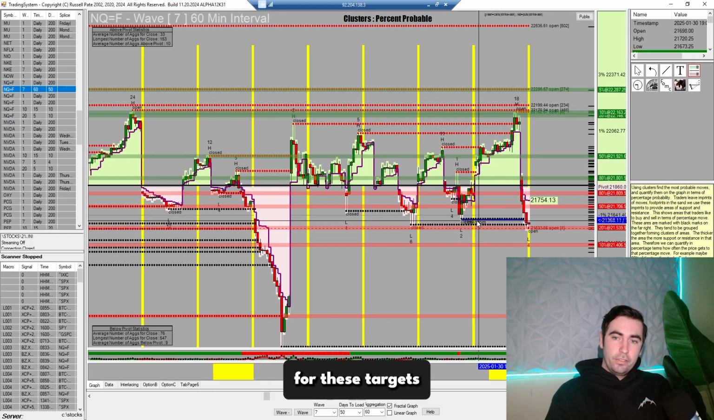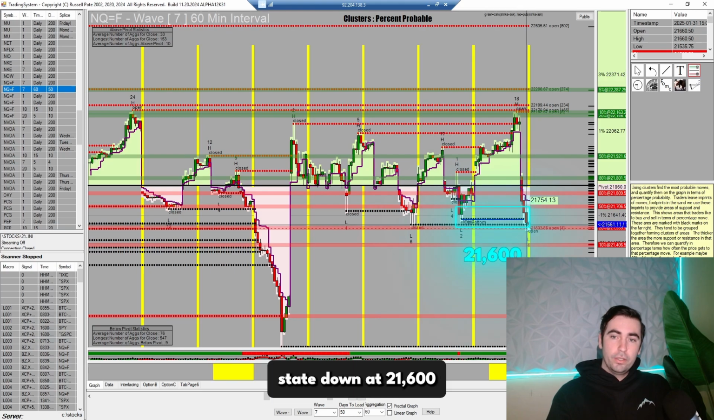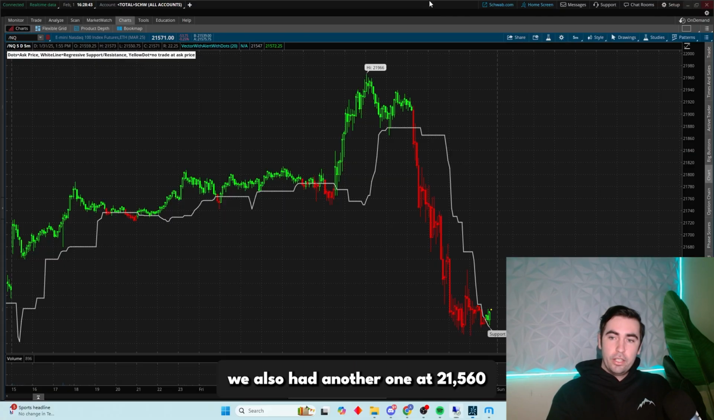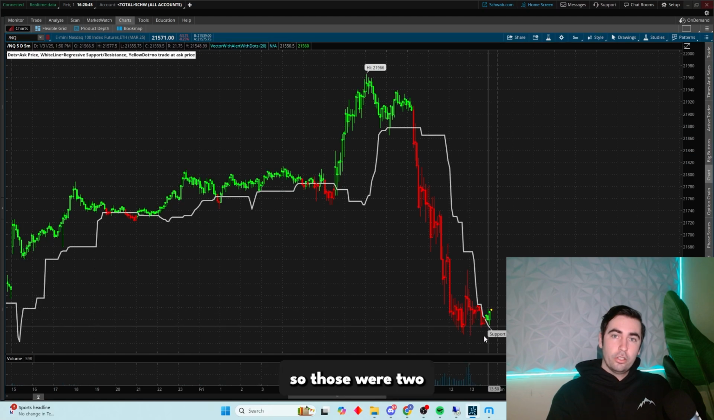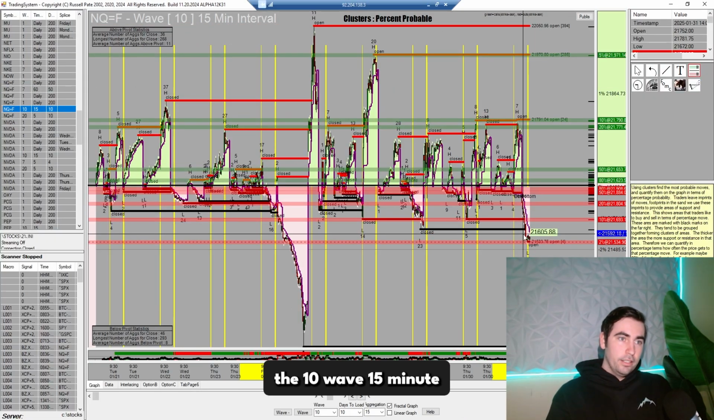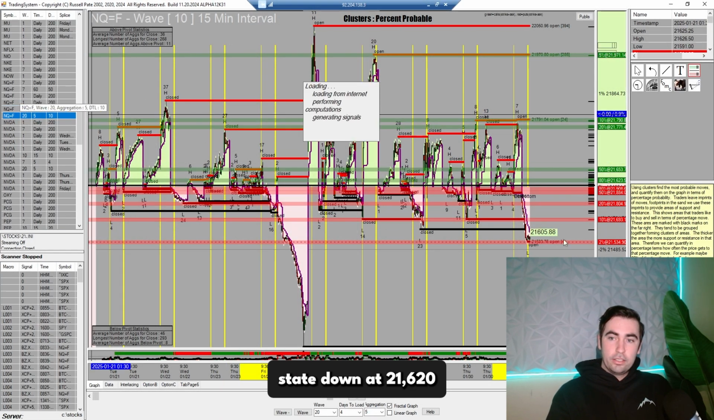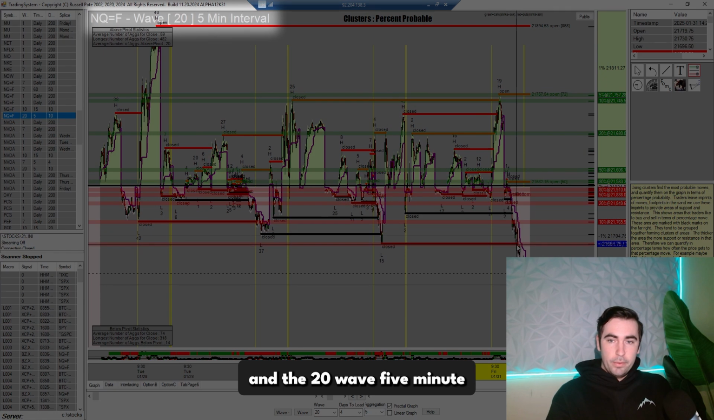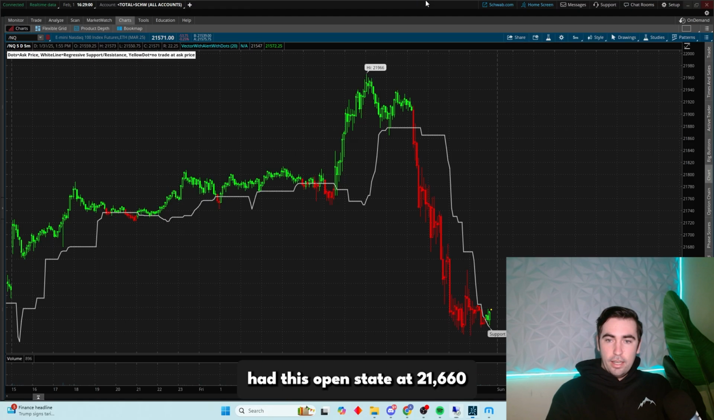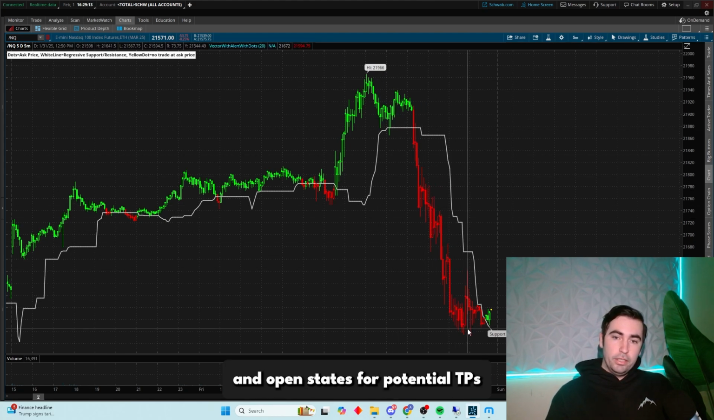We used the fractal system for these targets, and on the 7-way 60-minute, we had this double bottom and open state down at 21,600. We also had another one at 21,560. So those were two really good trims that were close to low of day. And on top of that, the 10-way 15-minute had this open state down at 21,620, and the 20-way 5-minute had this open state at 21,660. So we were able to use the fractals with these percent odds and open states for potential TPs and use that to catch a very nice move down throughout the day.